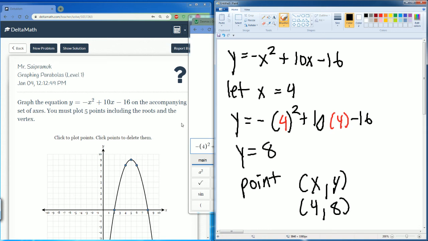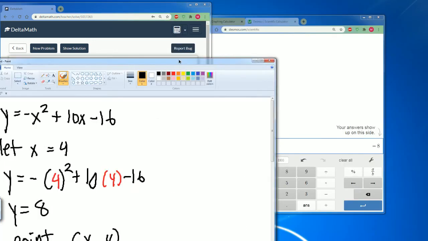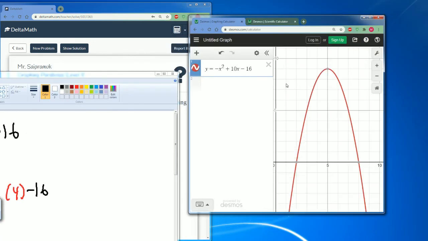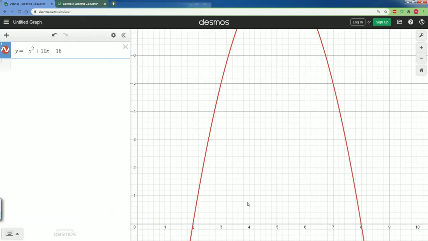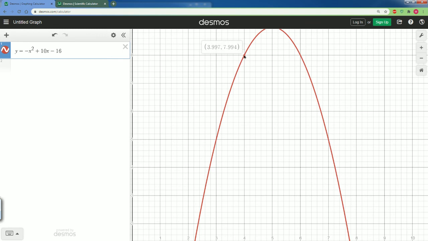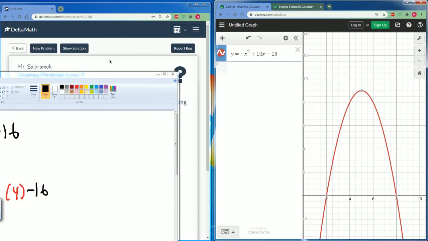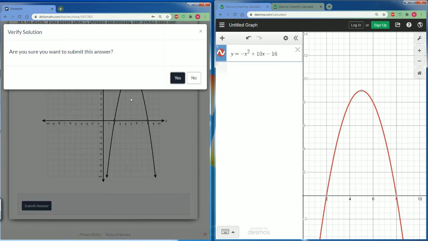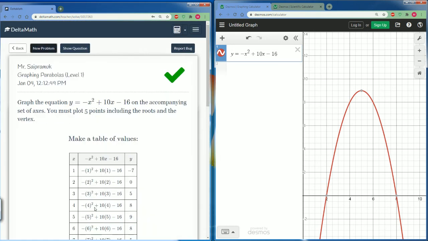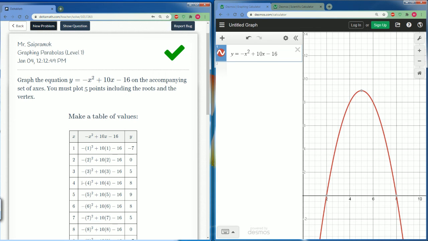All right. But again, you can just use Desmos to make your life easier because Desmos will give it to you. So you look at that point, 4. It is at the point 4 comma 8 right there. Okay, so you could hit submit. And there you go. And right here, when we plugged in 4, we got the value of 8 as the y. All right, so there you go. That is how you graph the parabola by finding your points.